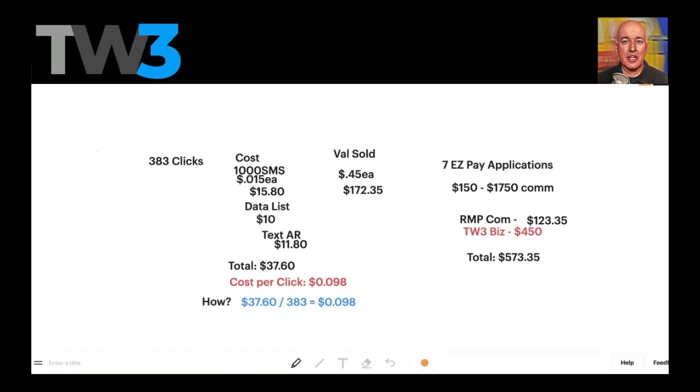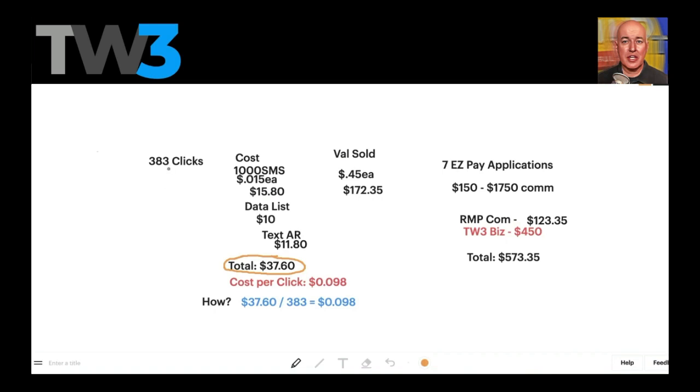It cost me a penny and a half to send this text out. It says 15.80. The data list costs me $10. The response back and forth with my autoresponder added another $11 on it. So here's the deal. It cost me $30.60. Y'all see that? That's what it cost me to do that campaign. So that's basically almost 10 cents is what it's costing me to get those clicks.